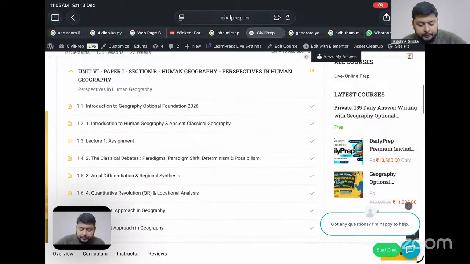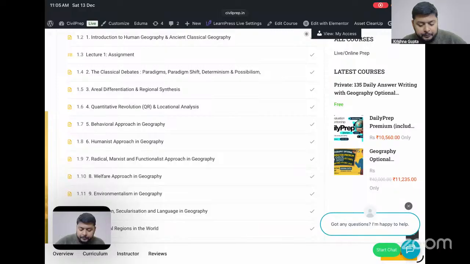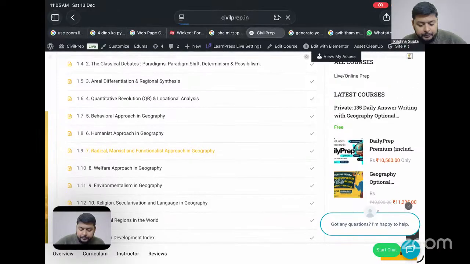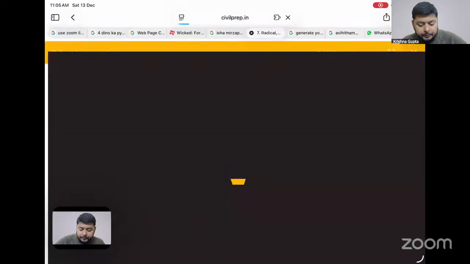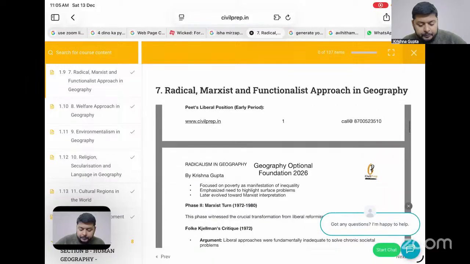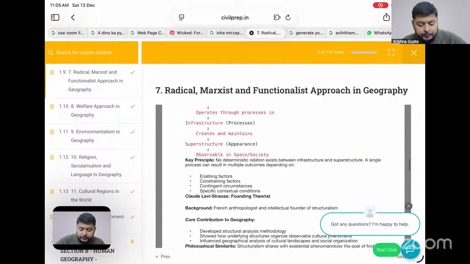Here you can see there is the radical, Marxist and functionalist approach in human geography. You have to click on it. When you click on it, you will go to the source for the PDF which we are using right now for our lecture. You can see this is the same PDF. This is for the radicalism and Marxism part.